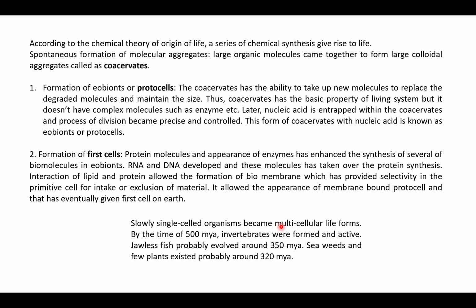Slowly this single-cell organism became a multicellular life form, and by about 500 million years ago invertebrates were formed and active. Then jawless fish probably evolved around 350 million years ago, and seaweed and a few plants existed around 320 million years ago. Then gradually reptiles came, and then apes and then humans. All these things are just for your self-study. I'm just giving you a brief overview, and this is what people now accept as the modern theory of origin of life.